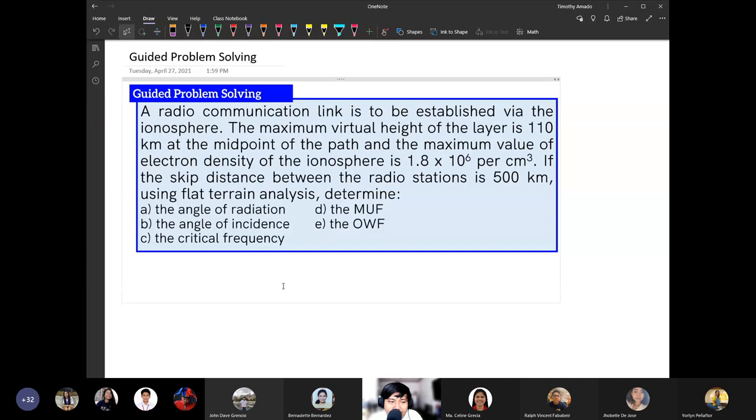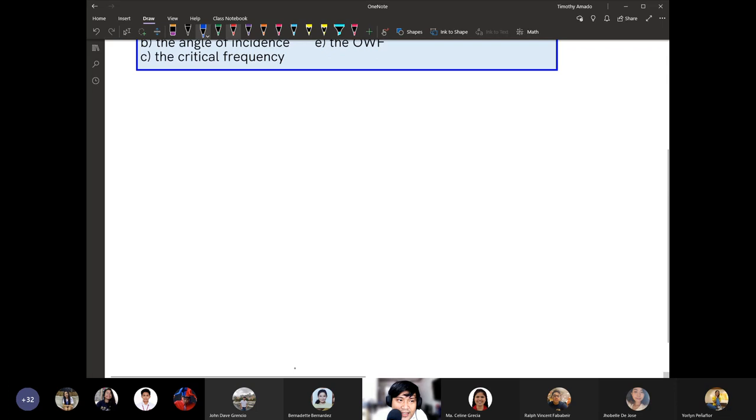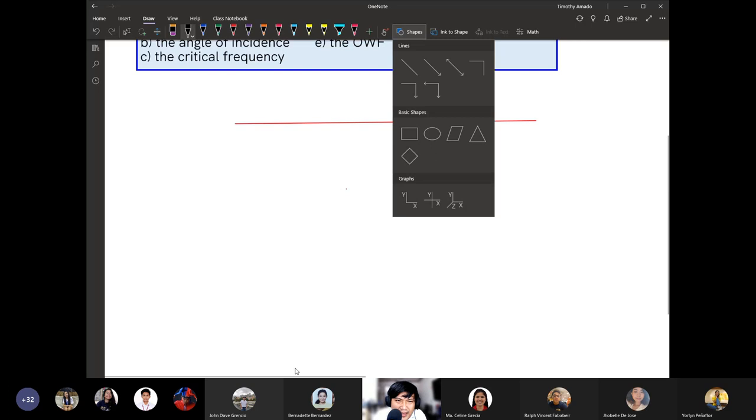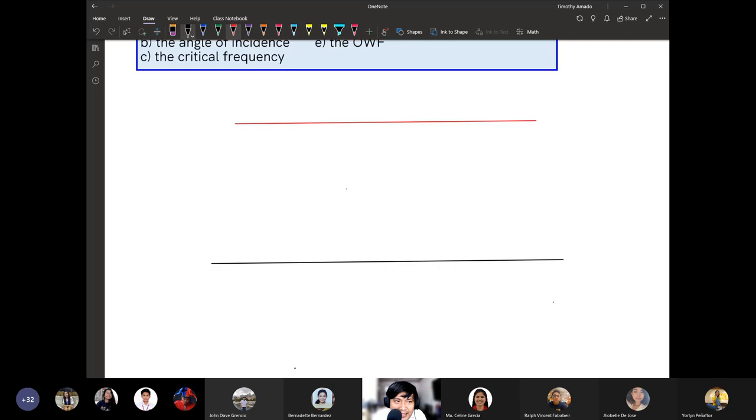Okay, so let us draw the system first. Let's say, guys, this is the part of the ionosphere. This is your virtual height. We can call that our virtual height. And then let's have this one as our ground. So our virtual height, according to the problem, is 110 kilometers.